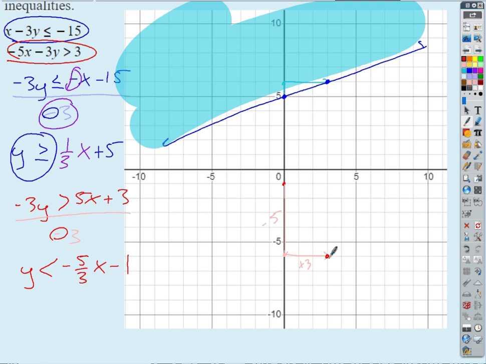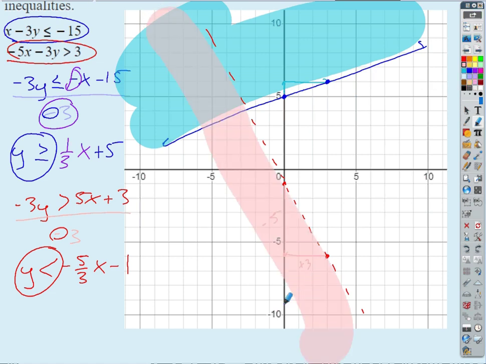Dashed or solid? Dashed. Okay. And below. And I'm shading below. All right. So if I'm shading below, this or this, then the double shaded region, the overlapping region, is just up there, isn't it?